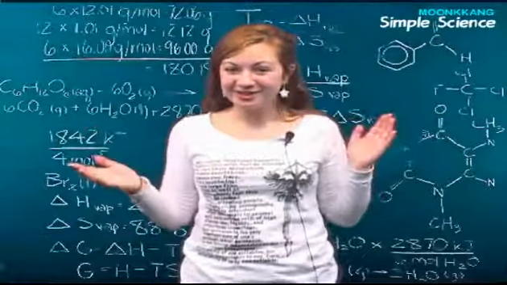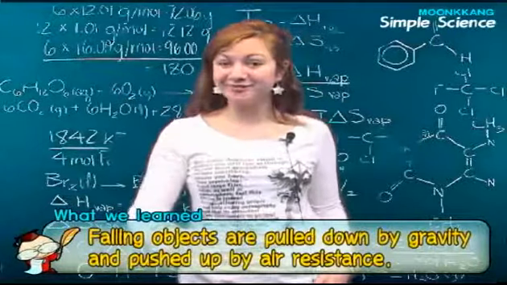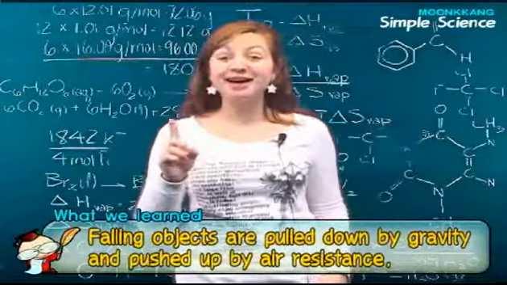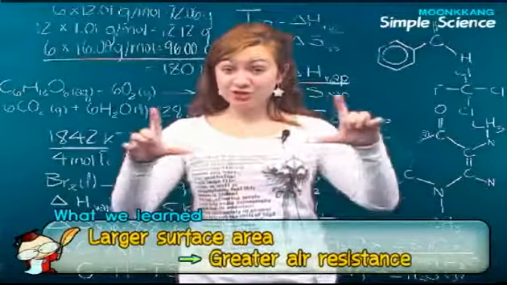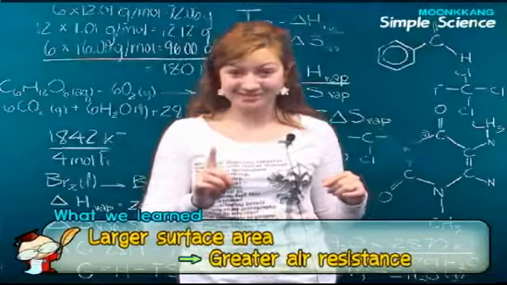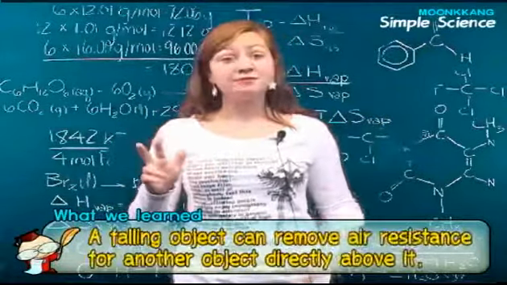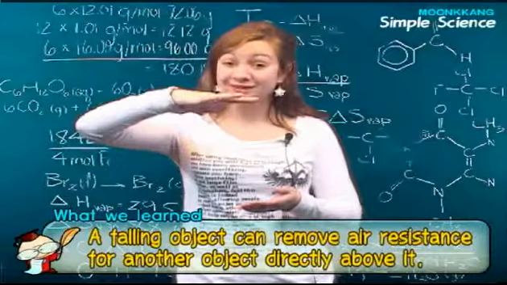So, what have we learned today? First, that all objects are pulled downward by gravity, and they're pushed upward by air resistance. Second, that an object that has a larger surface area encounters a greater amount of air resistance. And third, that a falling object can remove the air resistance from another object that's falling above it.